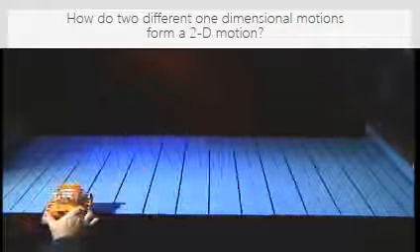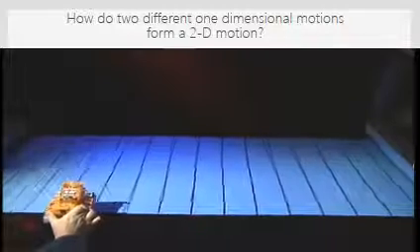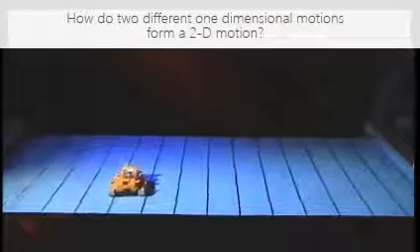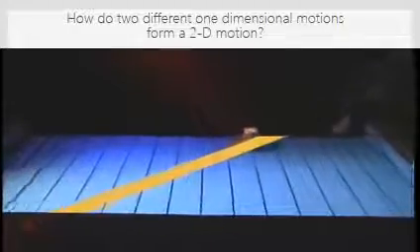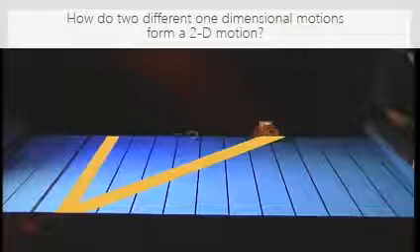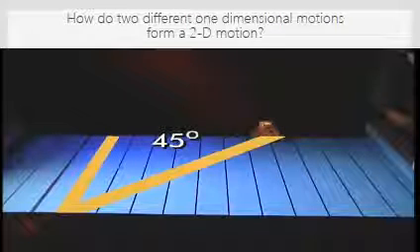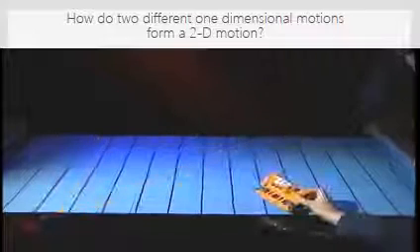What will the path be if the sheet is pulled at the same speed as the bulldozer? The bulldozer moves across at 45 degrees to its original path.